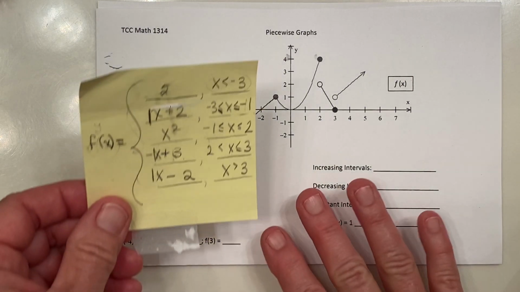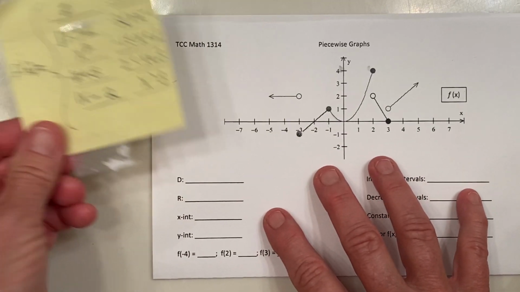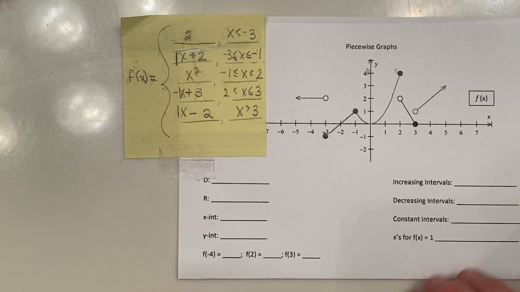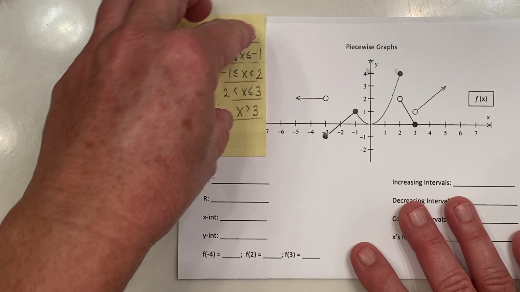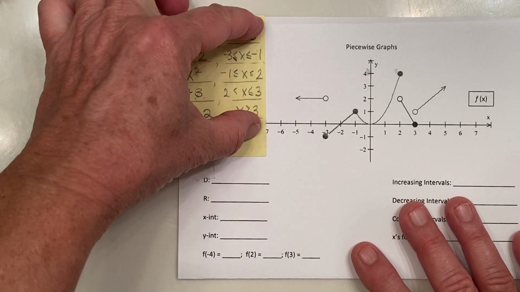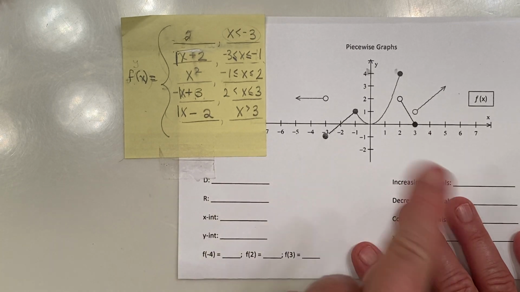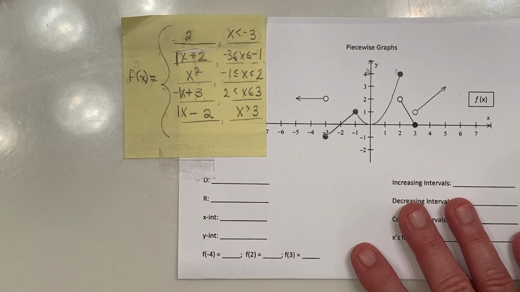So I'm going to display this. When I created this graph, I used a software program and input this piecewise function. Let's see if we can make some sense of these equations and these restrictions on x as they apply to this graph. It will only help us when we go to graph a piecewise function.